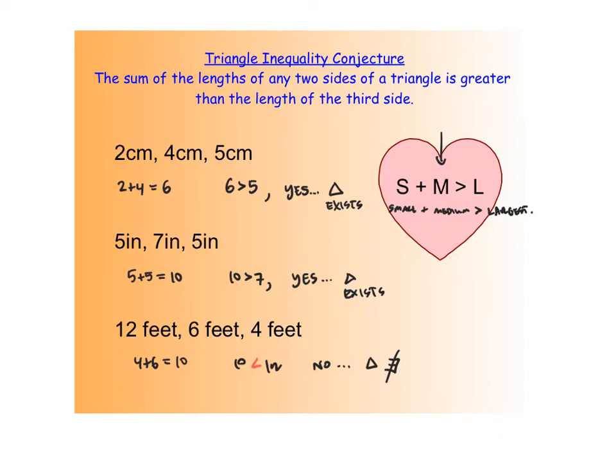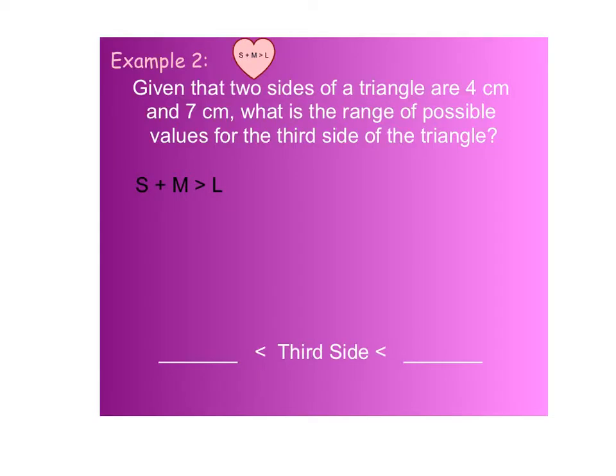Okay, let's look at another example. Here's an interesting example. Given that two sides of a triangle are 4 and 7, what is the range of possible values for the third? So I'm going to call that third side x. So my triangle would consist of x and 4 and 7.